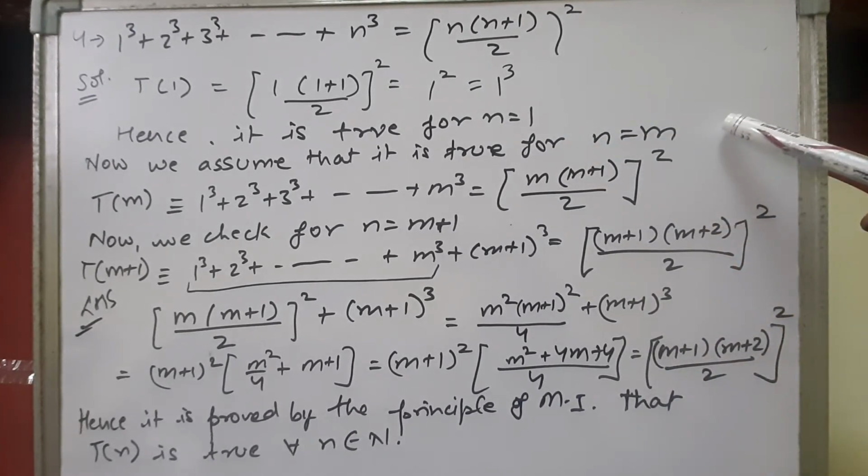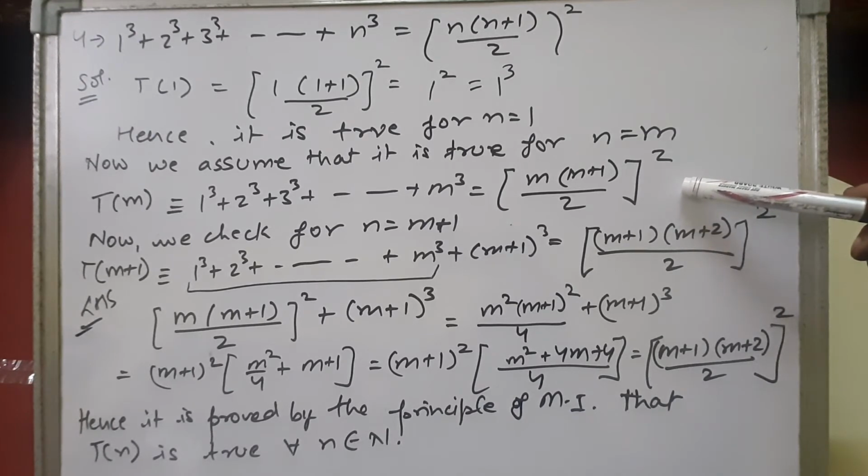So now we assume that it is true for n = m as well. So the value will be 1³ + 2³ + 3³ + up to m³ = [m(m + 1)/2]². Okay children. Now what we'll do, we'll check for n = m + 1. So if it is true for m + 1 as well, then we can say that it is true for all n belonging to natural numbers.